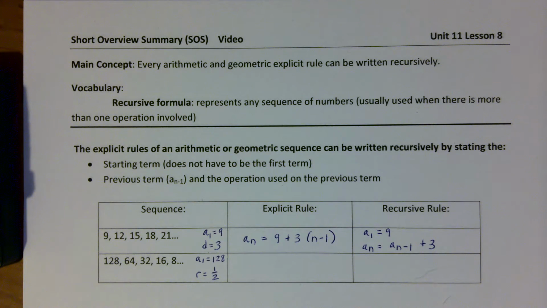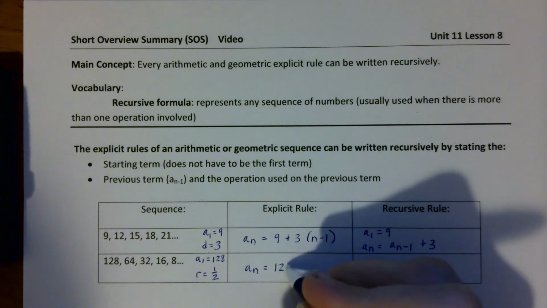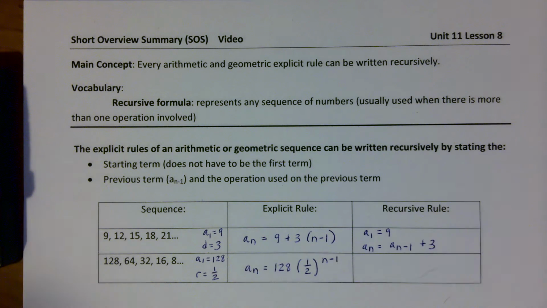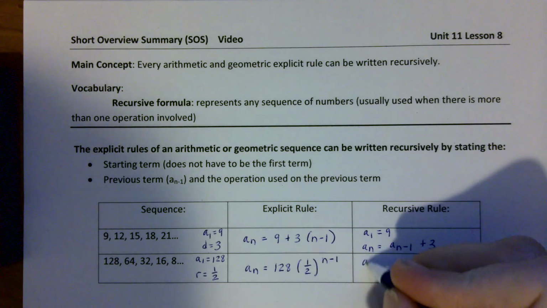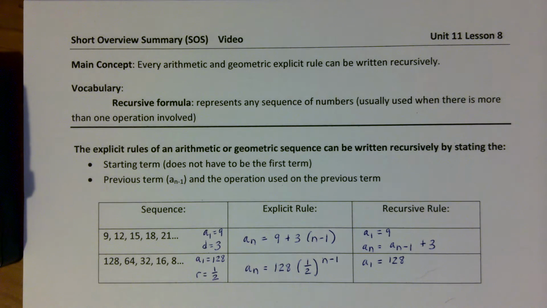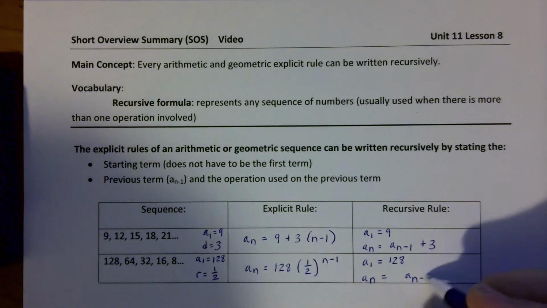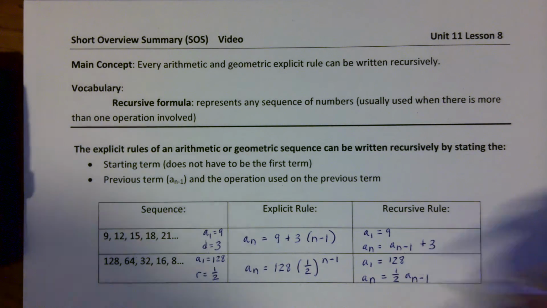So how do we write that as an explicit rule? A sub n equals our first term times our common ratio to the n minus 1 power. Well, how would I write it recursively? Remember, we have to write a starting term. So I can say a sub 1 is 128. And then we write the pattern that was done to the previous term. So a sub n equals, we have our previous term. So I can say times 1/2, or a lot of times we'll put the multiplier in front.